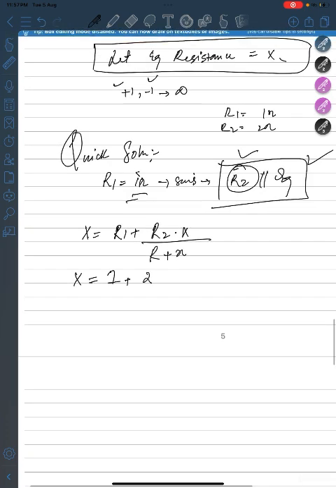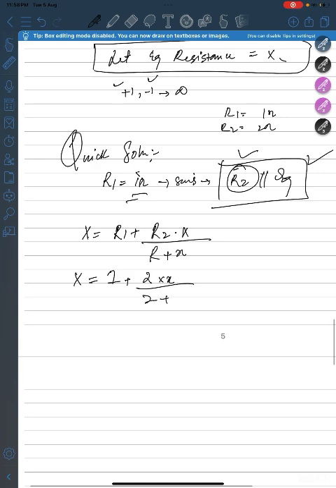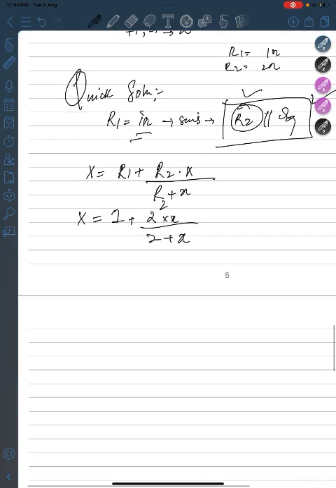X will be equal to R1, which is 1 ohm, plus R2 का value 2 into X, divided by 2 plus X. That's 1 plus 2X divided by 2 plus X. So यहाँ तक हमारा क्वेश्चन.